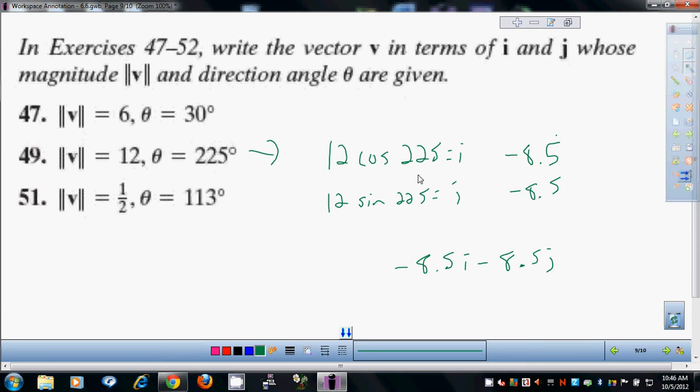Magnitude cosine theta gives you your i. Magnitude sine theta gives you your j. And I explained why yesterday. So we're just going to move right on as soon as you write down that example in your notes. Normally it's plus, but since it was negative, we just changed it. You could do plus and negative if you prefer.